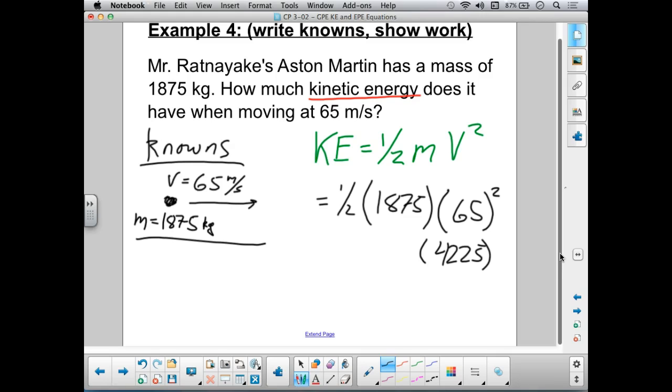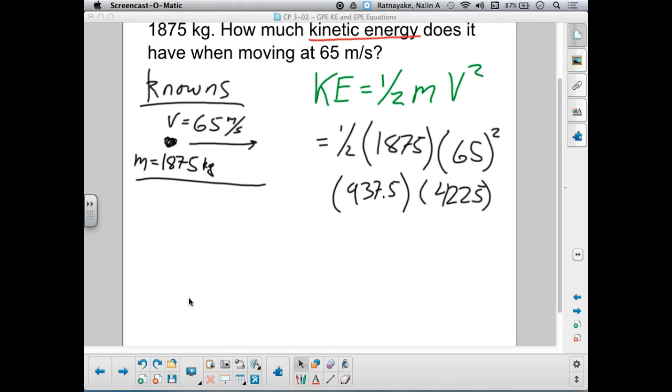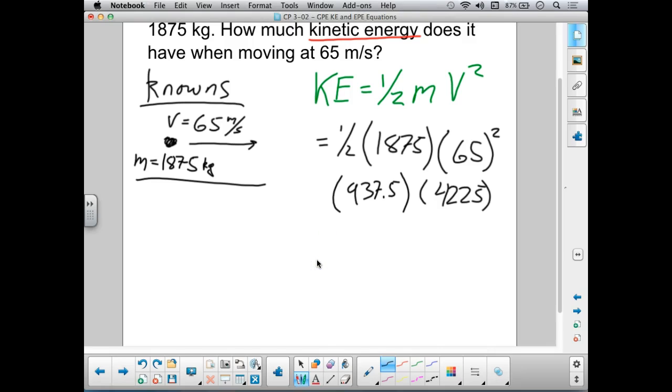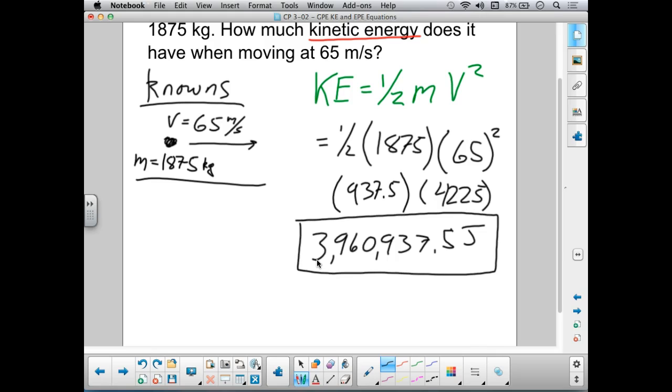And let's see, 1/2 of 1875 is 937.5. And if I multiply those together, I end up with a large number, much larger than what we've seen so far. It's 3,960,937.5 joules. I put the units on at the end there. That is a very large number compared to what we've seen. Almost 4 million joules of energy.